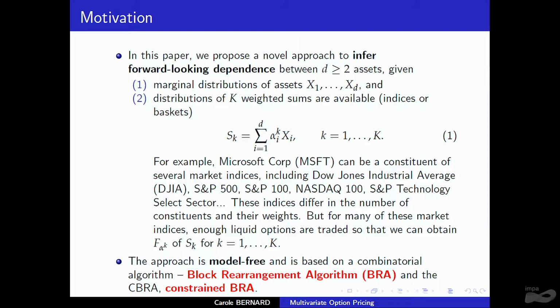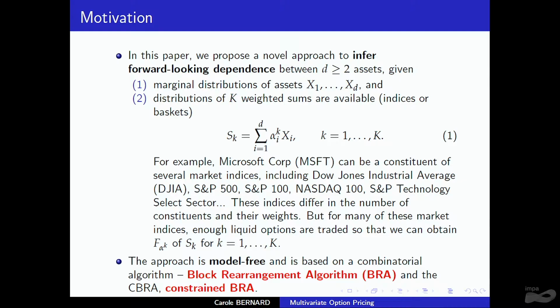So, for instance, you could think of Microsoft that would be a constituent of several market indices, and each of these market indices has a lot of options that are traded on this index, and so we would be able to get this distribution. So there's the Dow Jones, the S&P 500, the S&P 100, the NASDAQ, the S&P technology sector. So all these indices would include this xi, potentially with different weights. And so those are the constraints.